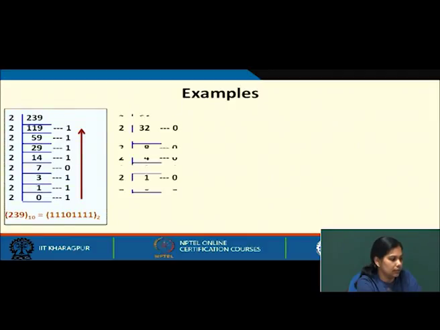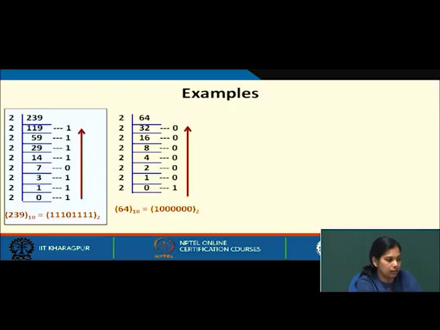In a similar way, let us take another example, which is 64. We go on dividing the number by 2 and we accumulate the remainders, and finally, what we get is 1000000 in binary.